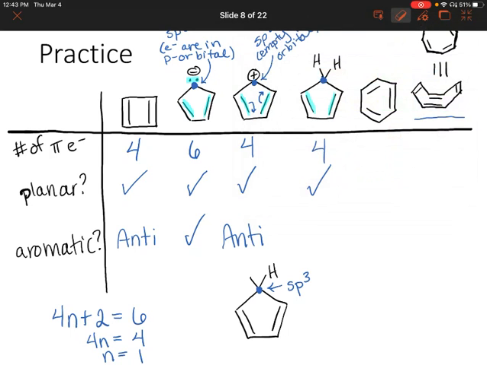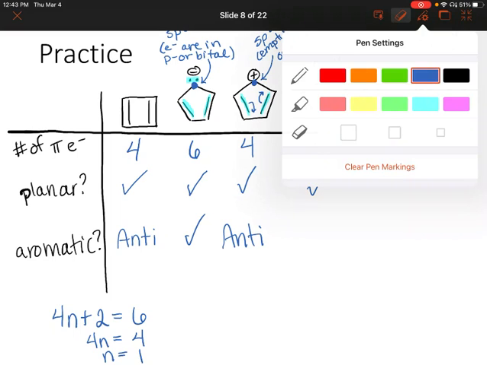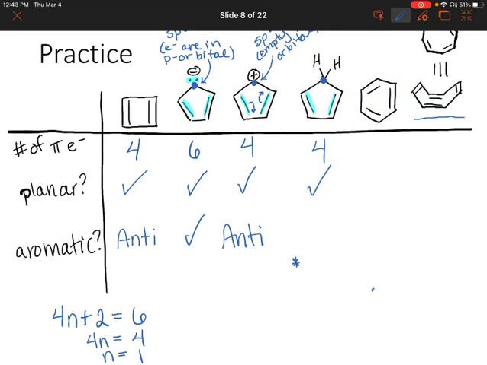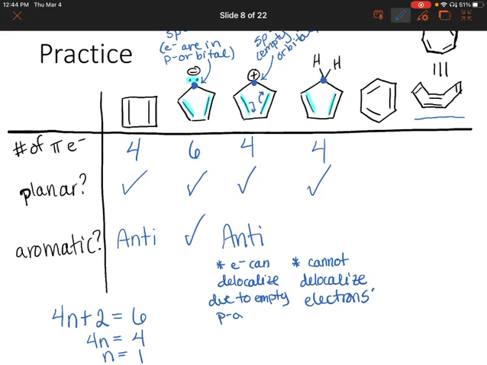Okay, so let's just write that down below. So we cannot delocalize the electrons. Now, in the previous molecule, we could. Okay, so then would this molecule be anti-aromatic or non-aromatic? So it would be non-aromatic because we cannot delocalize electrons. So we do not have a conjugated pi system.